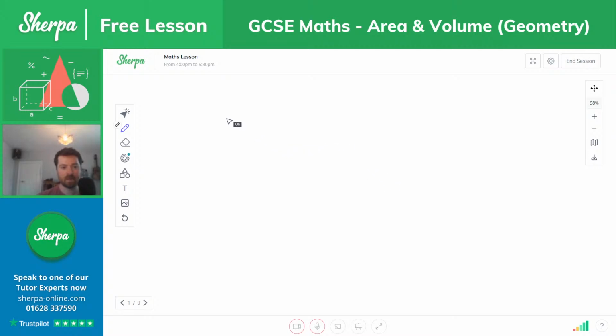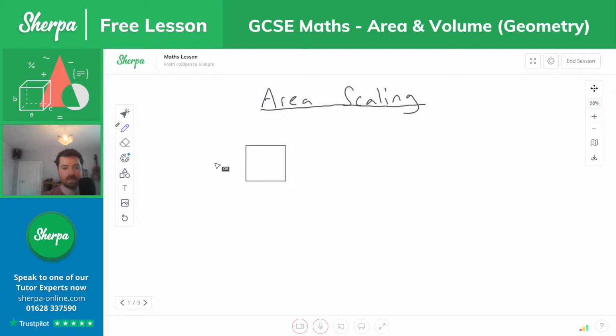So first of all, we are going to look at area. I'll give myself a nice title here, area scaling. We'll do a nice example to start off with. If we just look at, say, a square, and I'm going to say this square is 1 centimeter by 1 centimeter. And we're going to look at what happens to the area if I increase the size of my square.